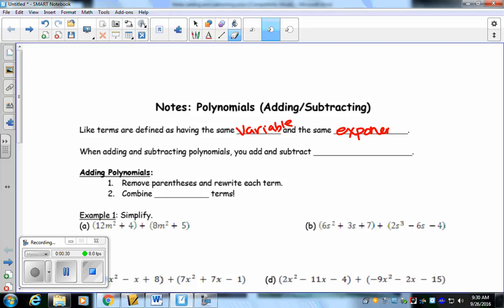So for example, x squared and x squared are like terms. X squared and an x are not like terms. Even though those two examples have the same variable, they both have an x, they don't have the same exponent. So therefore they are not like terms.